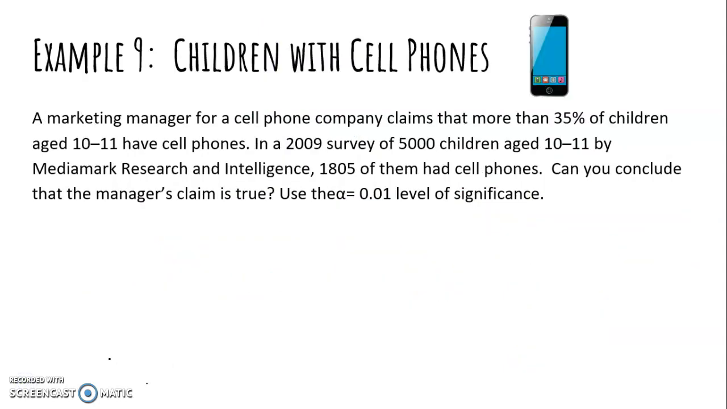Okay, next we have example 9. This is going to be our last example that we work in the video. Children with cell phones. A marketing manager for a cell phone company claims that more than 35% of children aged 10 to 11 have cell phones. I'm going to go ahead and mark this now, because I noticed it at the beginning. This is definitely our claim. The manager is claiming that more than 35% of children aged 10 to 11 have cell phones.